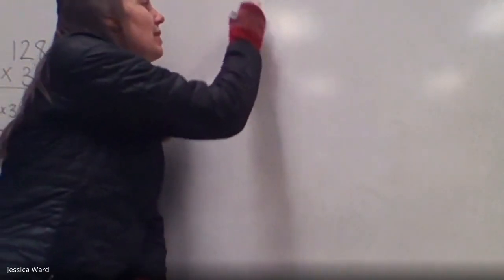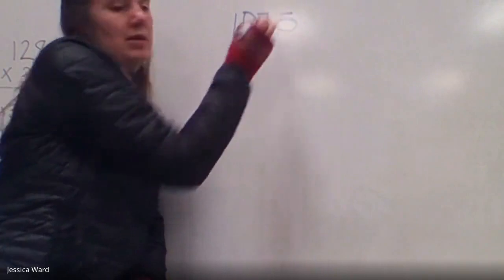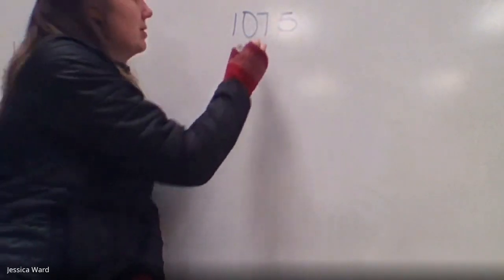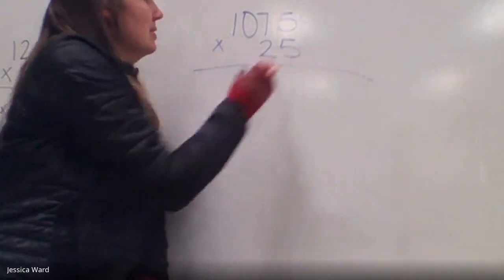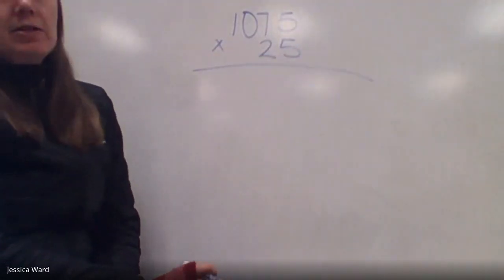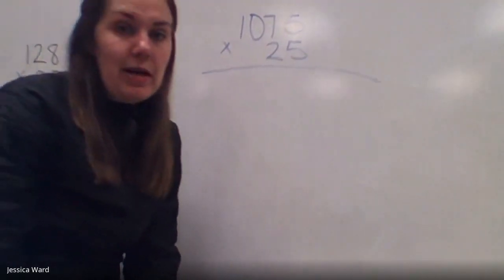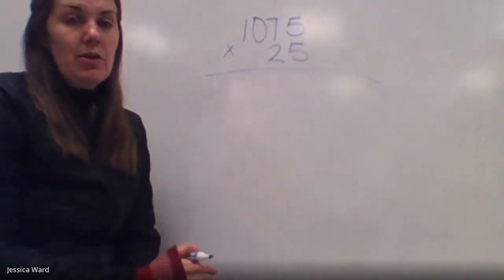So you have boxes of markers with 25 markers in each box and 1,075 boxes. So 1,075 boxes, 25 markers in each box. So we have 25, 1,075 times. So again, I'm going to use the standard algorithm to solve this problem.